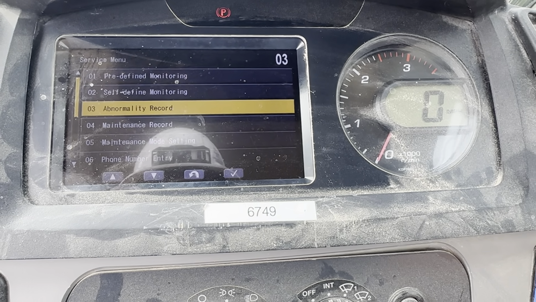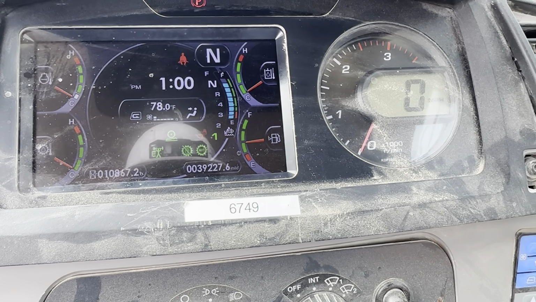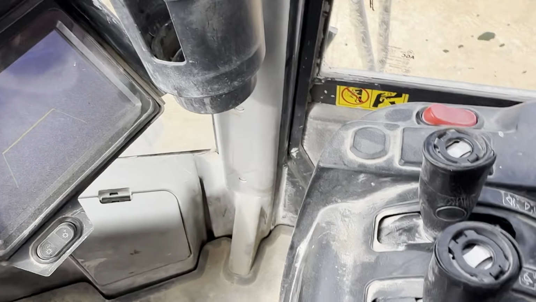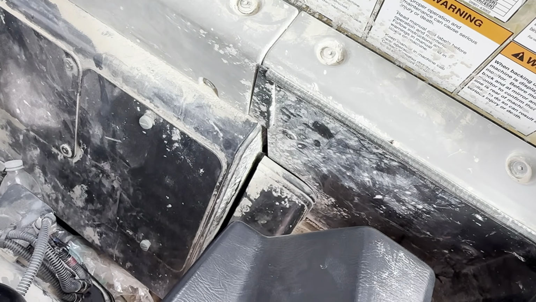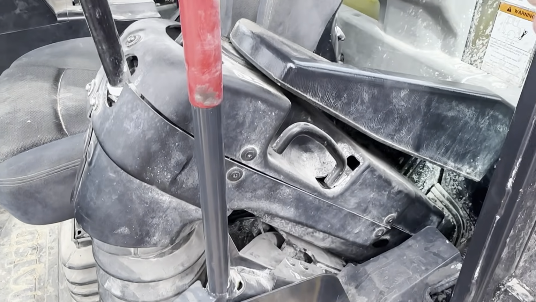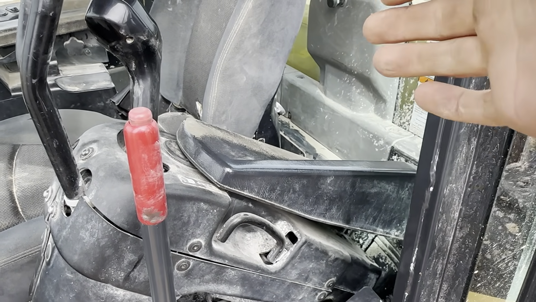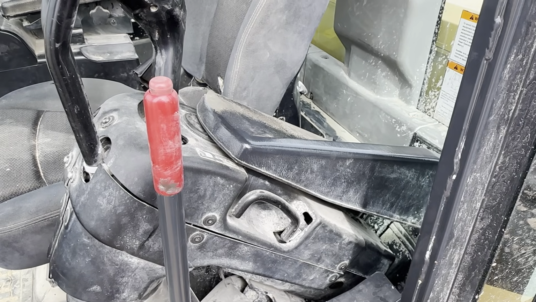So they did tell me, oh yeah, we looked behind the seat, and there were some wires back there behind the seat that were broken that my guys repaired. So I'm gonna look back here and see what they're talking about, because they said they repaired some wires back here behind the seat. Usually they have a fire extinguisher or something thrown back here. So I'm gonna dig around back here and see if I can find something.